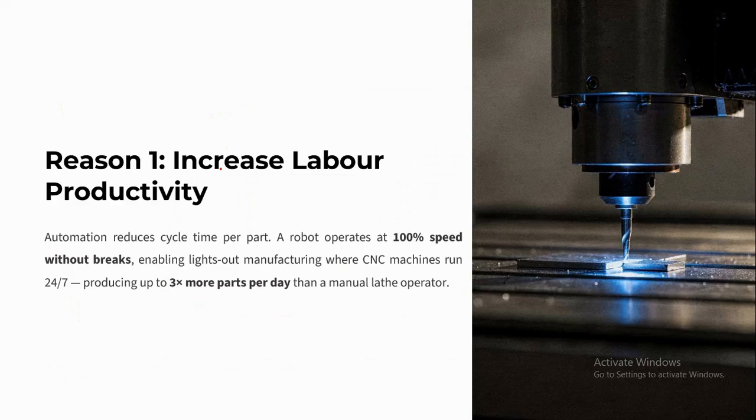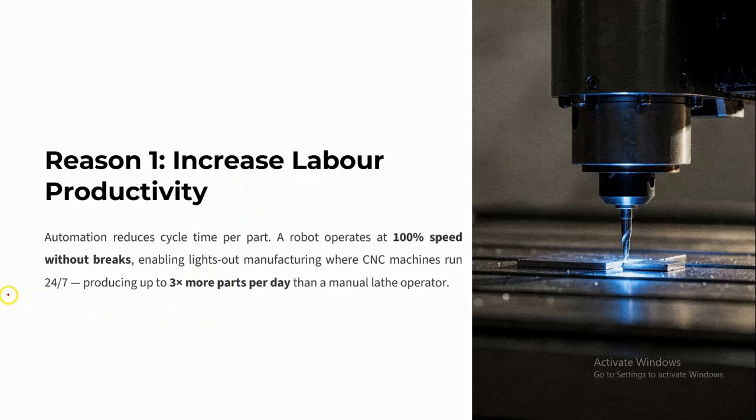Now, why do we need automation? We know there is a huge shortage of skilled laborers in our day-to-day life. Automation can increase labor productivity and reduces the cycle time. A robot can operate at 100% speed without any breaks, enabling lights-off manufacturing, where a CNC machine can run 24 by 7, producing up to 3 times more parts per day than a manual lathe operator, because it is a non-stop process.